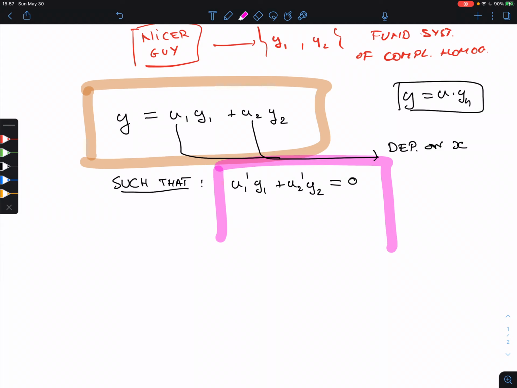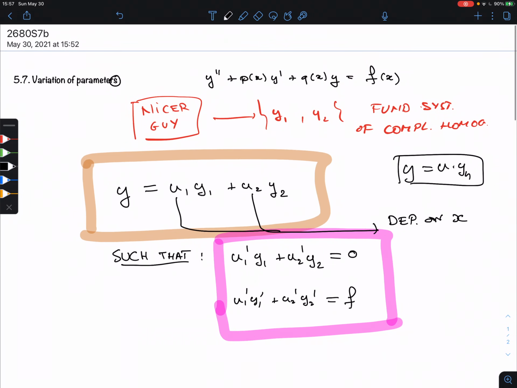And it turns out, and I don't want to do this in general, it's just done in the textbook, that if you make the first assumption, the second equation becomes u1 prime y1 prime plus u2 prime y2 prime is equal to f of x, where f is the forcing function.